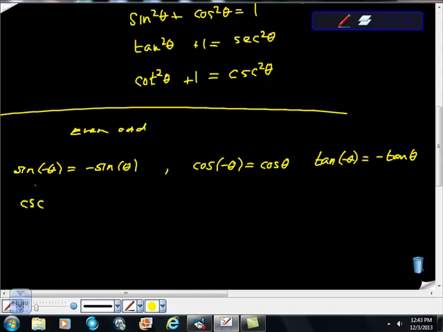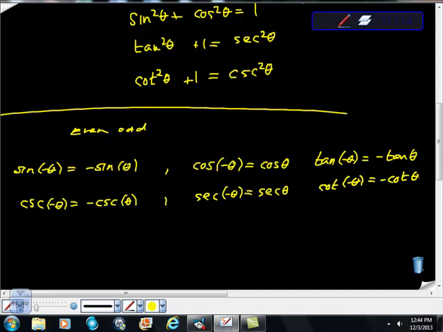So the reciprocal of sine is cosecant. So cosecant of opposite theta is the same as opposite cosecant of theta. Again, check out your unit circle. Secant of opposite theta is the same as secant of theta, so you can drop those negative signs. And lastly, cotan of opposite theta is the same as opposite cotan theta.